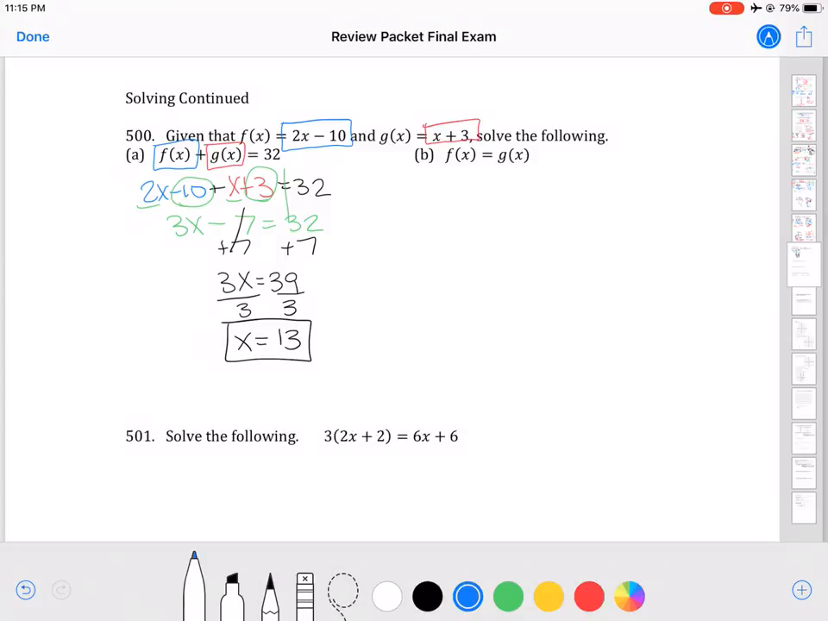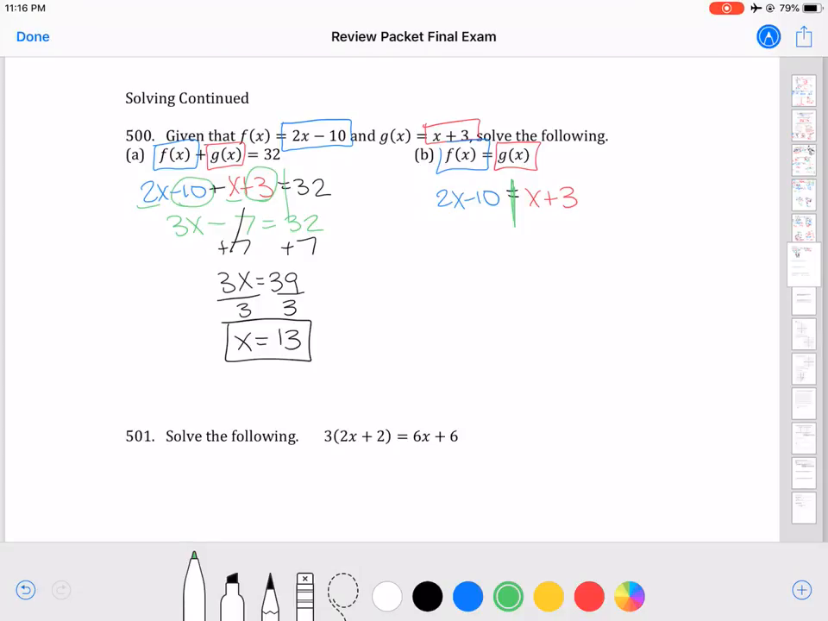And I'm going to do that same setup for b, except now the format of the equation is a little bit different. But f of x is still here to start, and I'm going to plug in 2x minus 10. The equal sign is going to come down, and then I have to plug in that g of x, which is x plus 3. So still a linear equation, because again, I only have an x, no x squared, no x in the exponent, so a linear equation. But my equal sign is between my x's for this one.